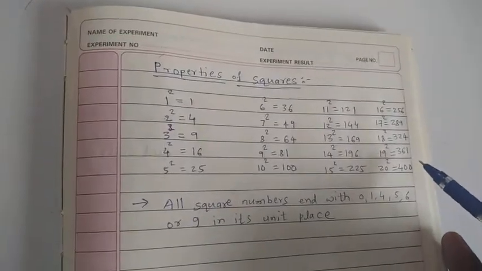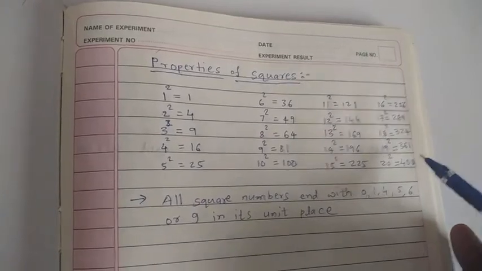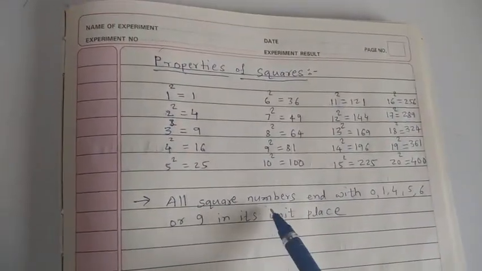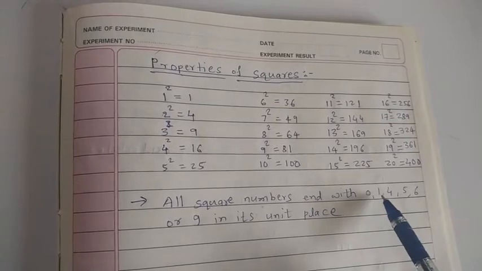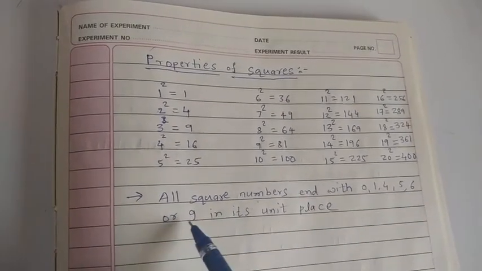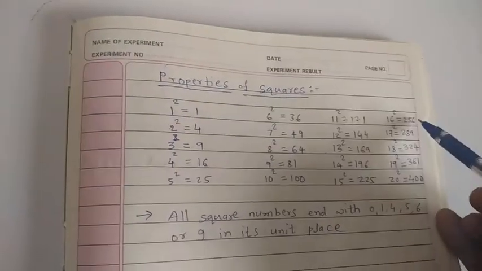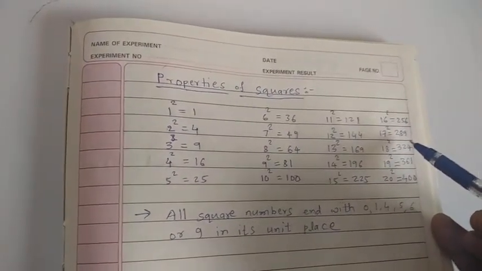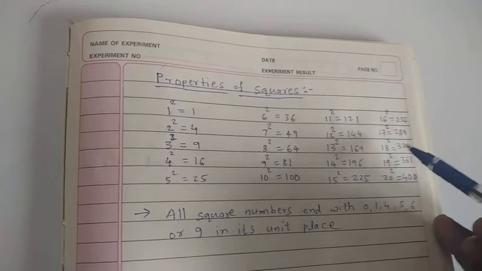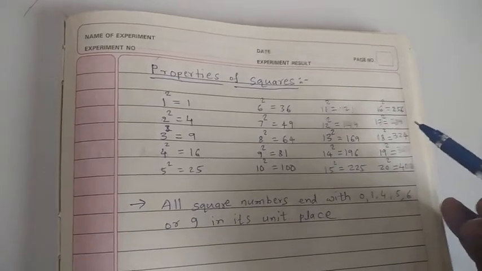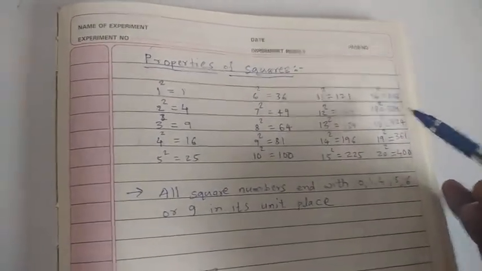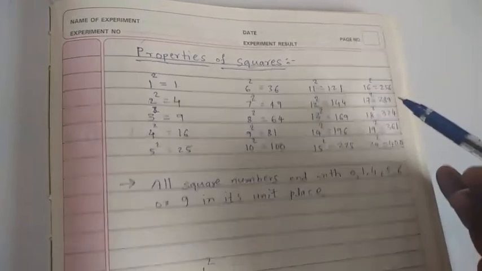After observing all these square numbers, we come to the conclusion that all square numbers end with 0, 1, 4, 5, 6 or 9 in the unit place. So this is the first property.